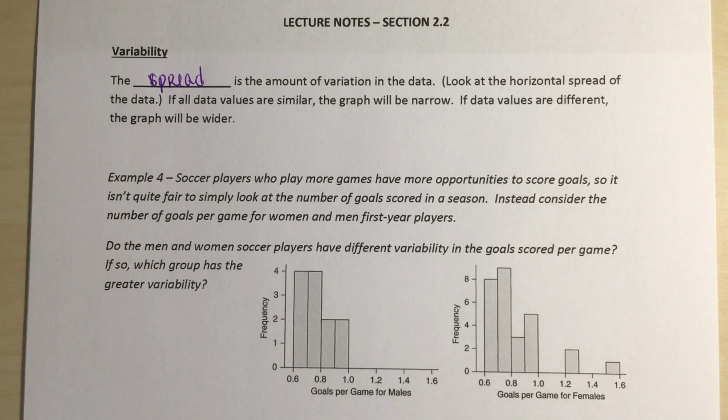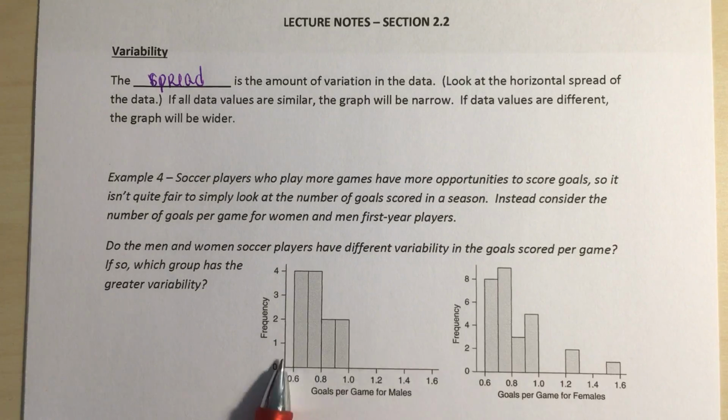So example 4, soccer players who play more games have more opportunities to score goals. So it isn't quite fair to simply look at the number of goals scored in a season. Instead, consider the number of goals per game for women and men first-year players. Do the men and women soccer players have different variability in the goals scored per game? If so, which group has the greater variability?